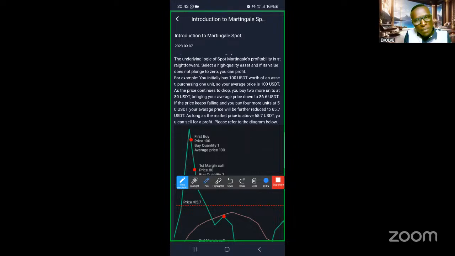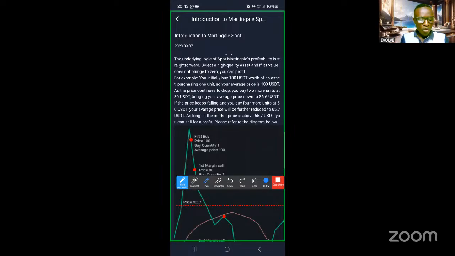Guys, I'm just helping you to interpret this thing. Select a high quality asset. All right. Then Lawyer Chu goes ahead and gives an example on what happens when you are using martingale.